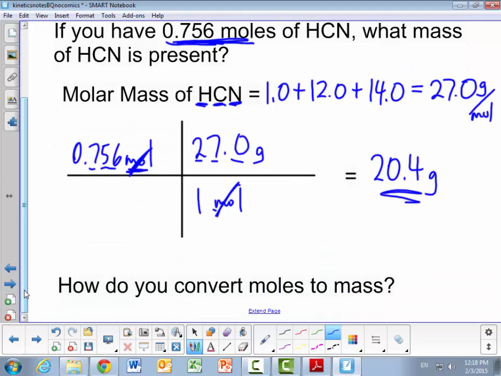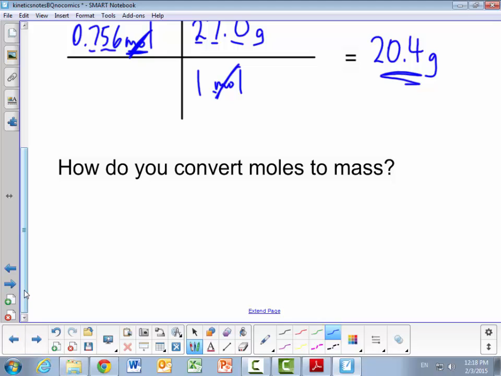Just to summarize, how do you convert moles to mass? You multiply by the molar mass.